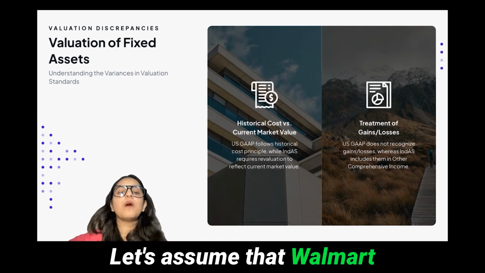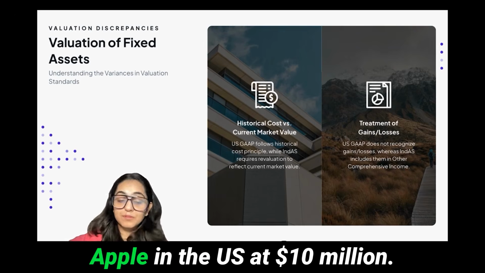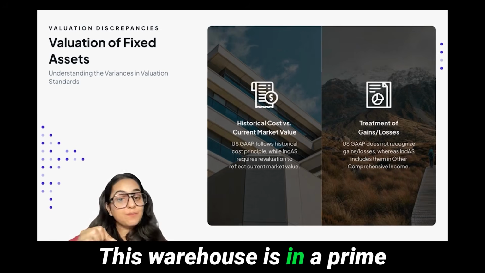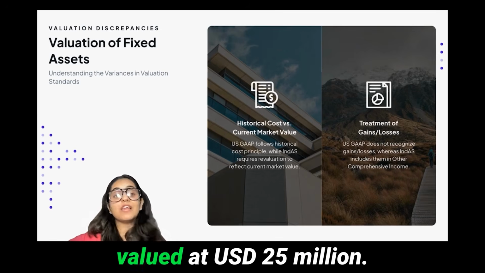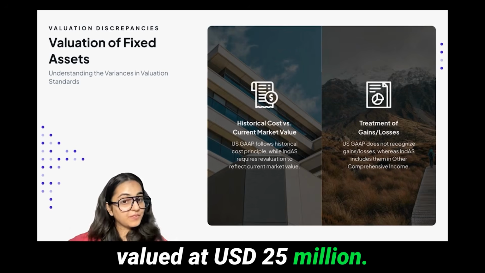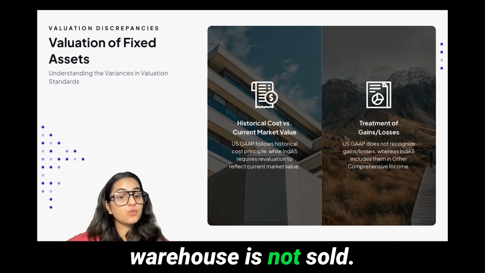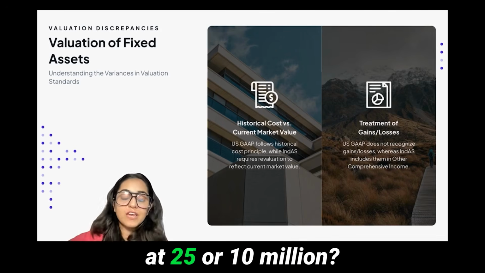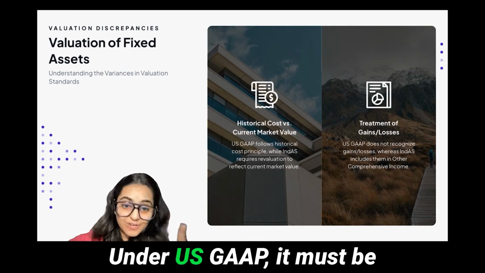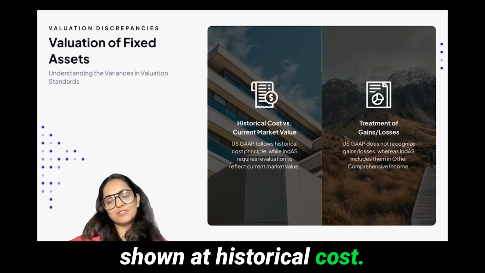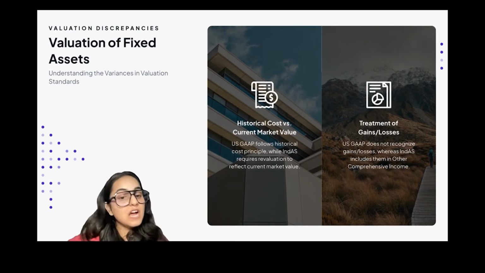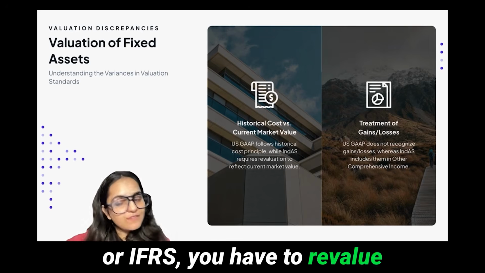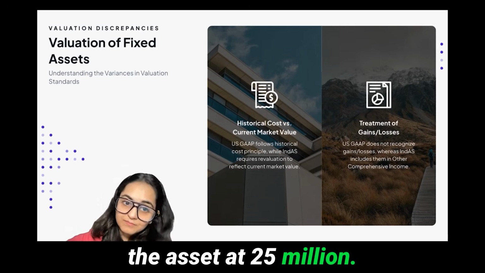Let's assume that Walmart purchased a warehouse from Apple in the US at $10 million. This warehouse is in a prime location and is currently valued at USD 25 million. However, the warehouse is not sold. How should the fixed asset be shown? Should it be shown at 25 or 10 million? Under US GAAP, it must be shown at historical cost, that is $10 million. However, under Indian AS or IFRS, you have to revalue the asset at 25 million.